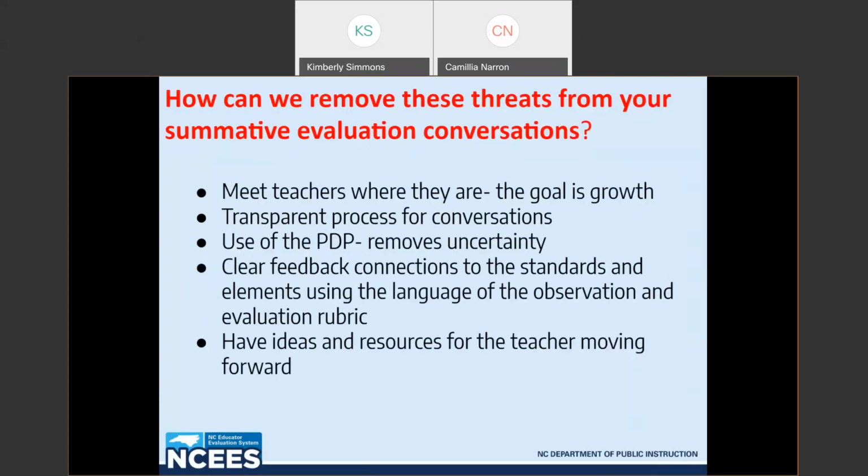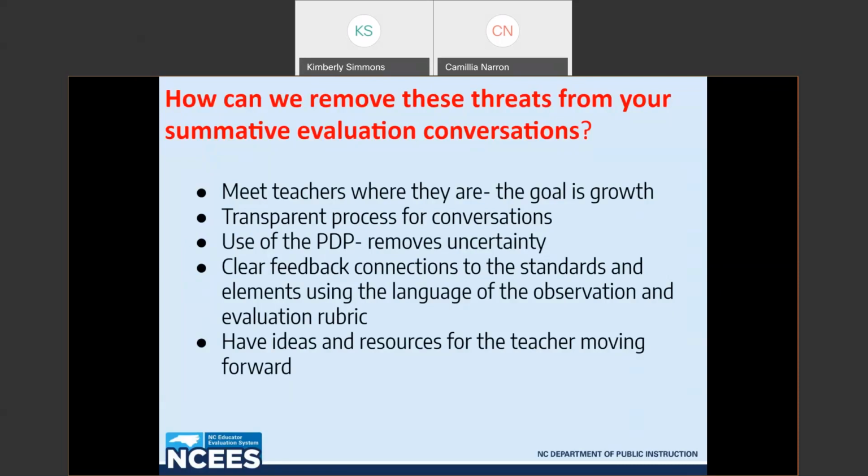So how can we remove these threats from summative evaluation conversations? We meet teachers where they are, acknowledging that the goal is growth. We also promote a transparent process for these conversations. What does that look like? Having expectations about what those conversations will look like. Who will bring what to the conversation? Who will lead the conversation? The teacher knowing that they will have an equal opportunity to provide input into the conversation.